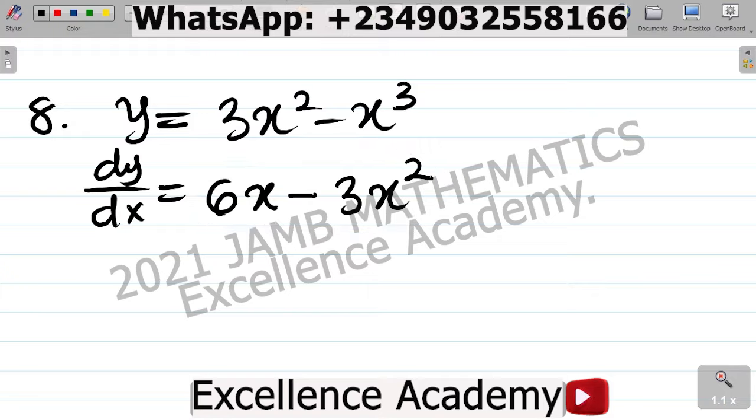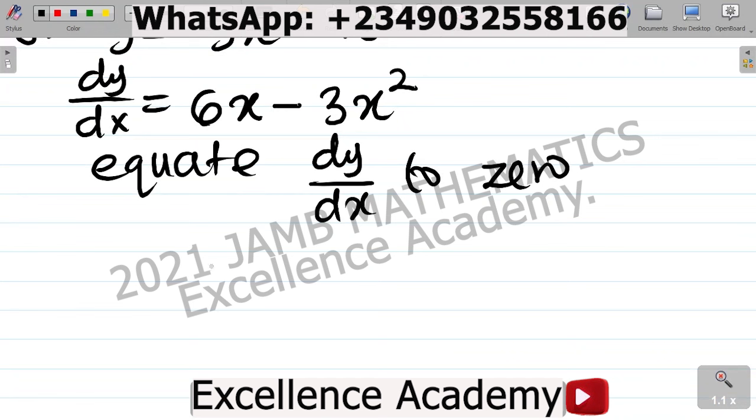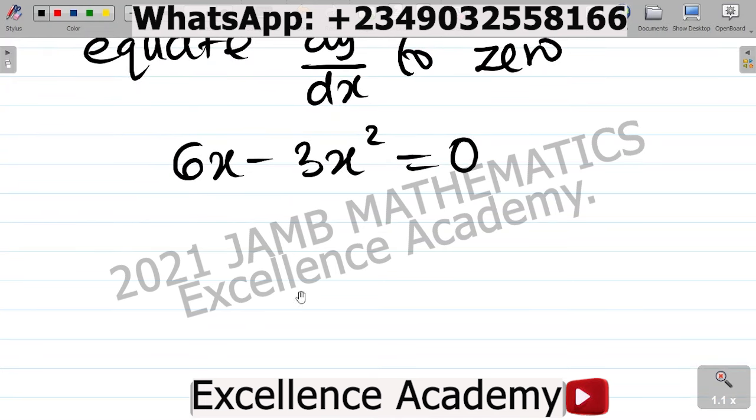All right, so this is your first step. Your next step is to equate dy dx to 0. You'll be having 6x minus 3x squared is equal to 0. And how do we solve this? Let's factorize 6x and 3x squared. The common factor there is 3x.